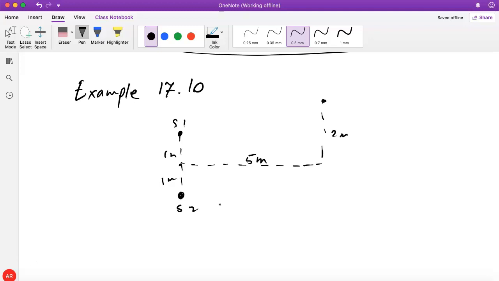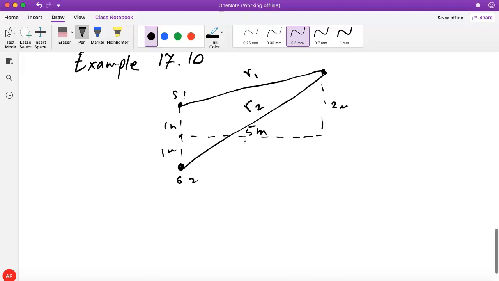So first we have to find the distances from the sources to that point. So if you have a distance r1 from this source to that point and a distance r2 from the other source to that point, we need to solve a geometry problem and figure out what these distances are. Okay, so how can we figure it out?